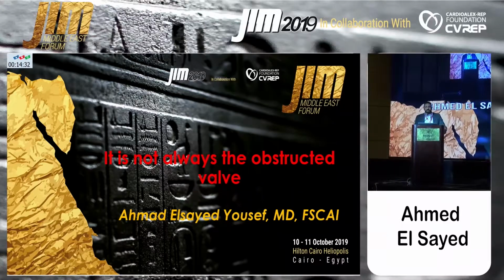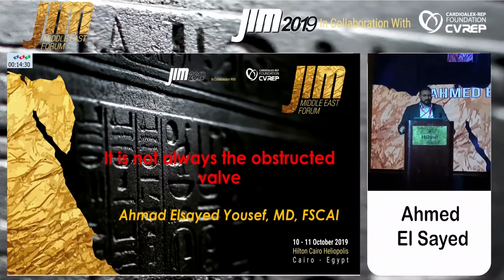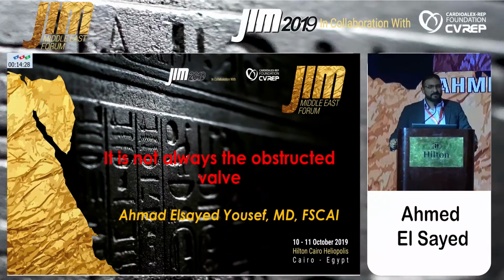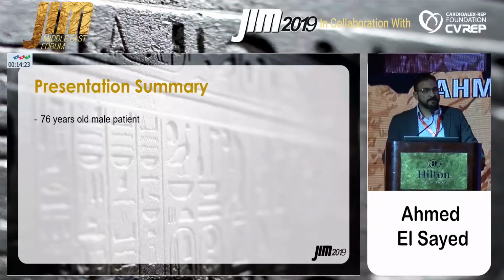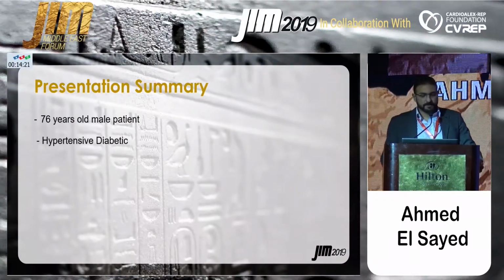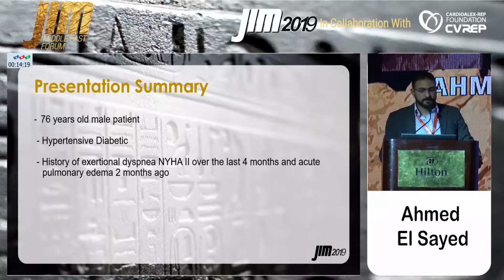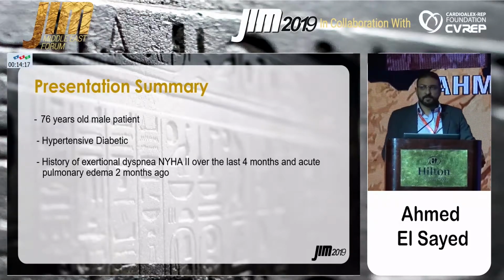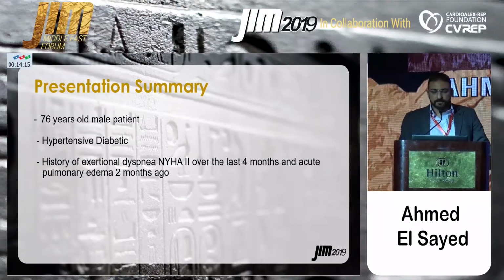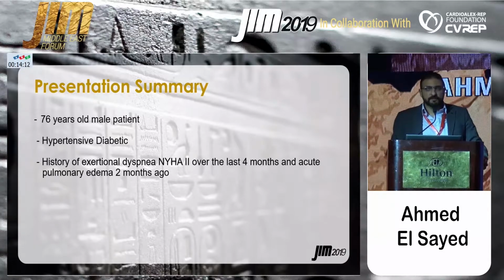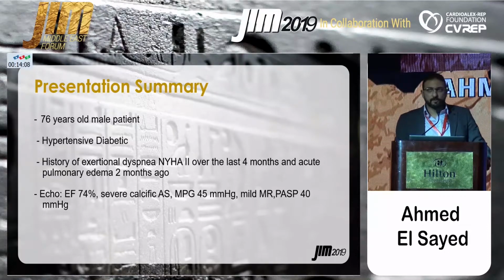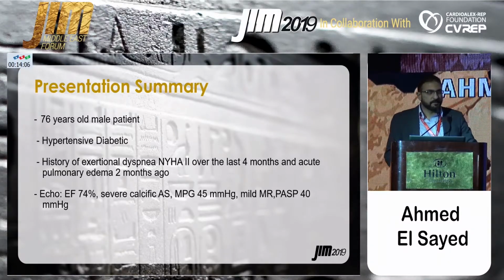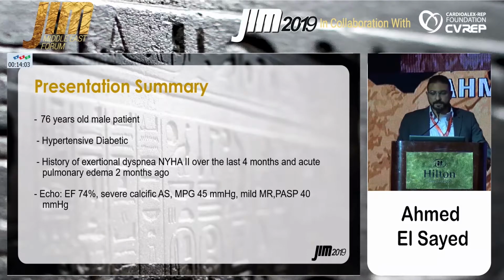My second case is not as scary as Yasser's one. It's not always the obstructive valve. This was a 76-year-old male patient who was diabetic and hypertensive. He presented to us with exertional dyspnea, near class 2, over the last 4 months, with a history of acute pulmonary edema 2 months ago. He had an echo showing normal ejection fraction with severe calcific aortic stenosis, moderate pulmonary hypertension, and mild mitral regurgitation.